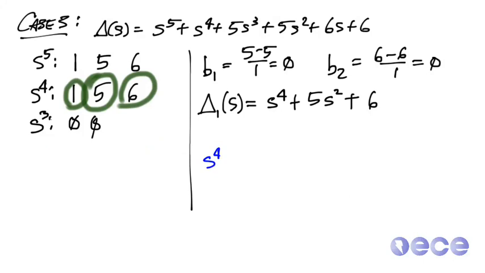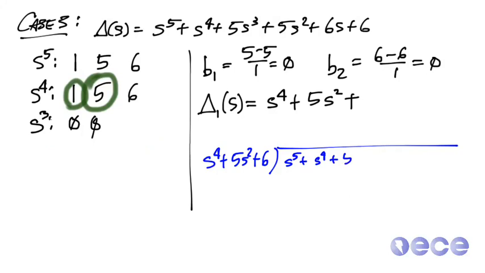So we can verify, if we like, that the auxiliary equation is actually a root of the system by using synthetic division. So we divide s to the fourth plus 5s squared plus 6. Let me rewrite the 6 in here, into our original characteristic equation delta of s.